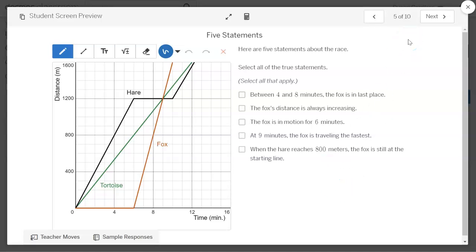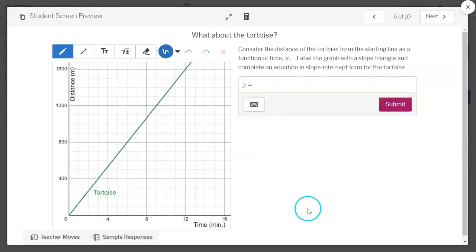Alright, this is sort of a summary of the first part of the assignment. Can they read the graph? Can they interpret the graph? The slopes, the y-intercepts, and the solution. Well, maybe not the solution to the system because we're going to talk about that on a subsequent slide.